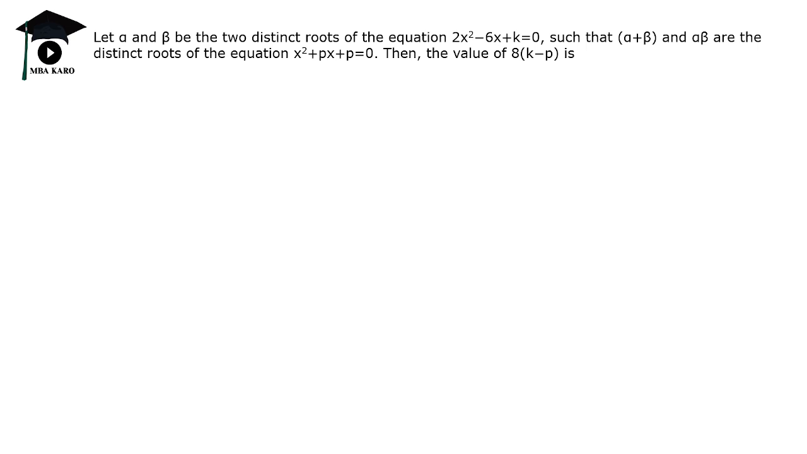Okay. Alpha and beta are the roots of this equation. So we have alpha plus beta, the sum of roots, is minus this upon this. So it is 6 by 2, which is 3, and alpha beta, that is the product of roots, is k upon 2, right? Now we have to make this equation where alpha plus beta and alpha beta are the roots. Now for the second equation, the sum is given by the sum of these two values, because these are the roots.